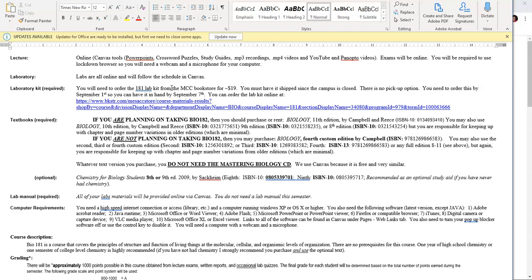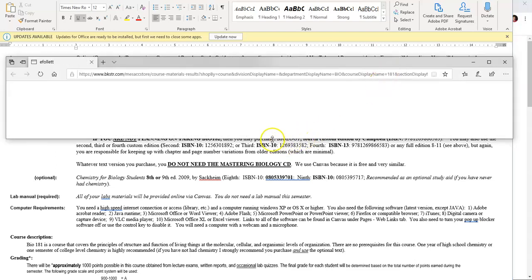You need to order this lab kit by September 1st so you can have it by the 7th. That's when your first labs are going to start. And if you want, you can control-click this link. And that's very small.